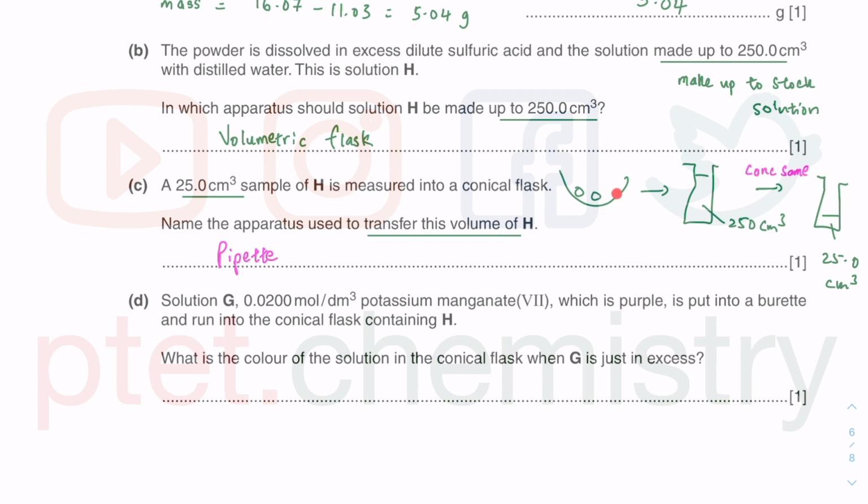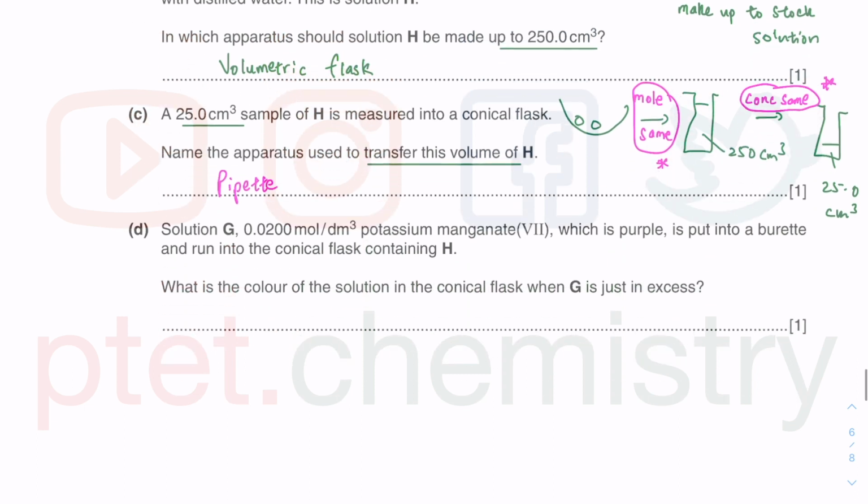On the other hand, from here to here, I'm just adding water. For all of these going into the solution, I'm just adding water. The mole is the same. That's the key thing there. The mole is the same, and that's very important, whereas here the concentration is the same, and that's the important thing there. Solution G is this purple color solution.